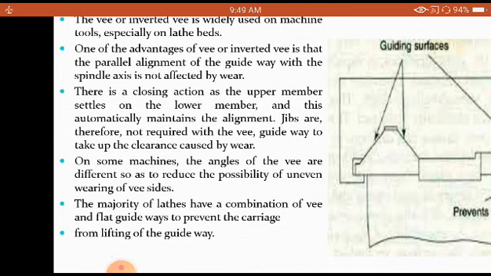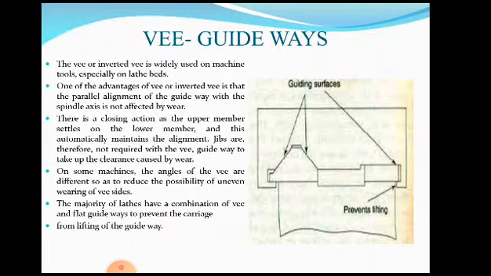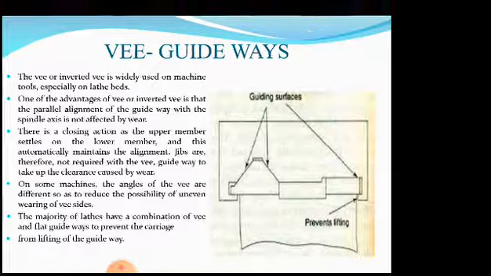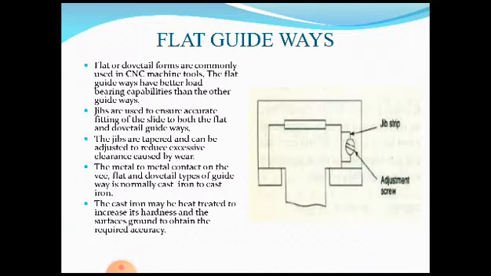The majority of lathes have a combination of V and flat guideways to prevent the carriage from lifting off the guideway. So generally, instead of using only the V type of guideways, a combination of V and flat guideways is commonly used to provide better grip between the guideway assemblies. That is very, very important.